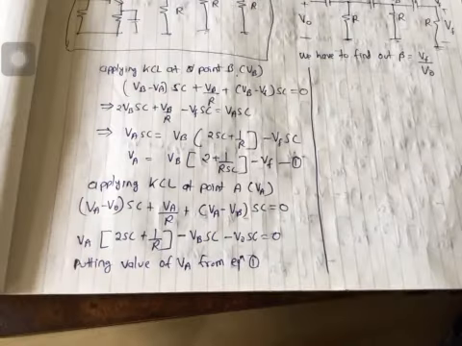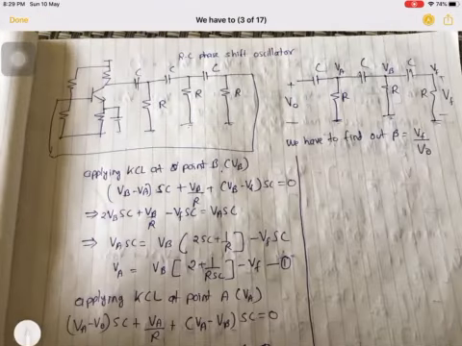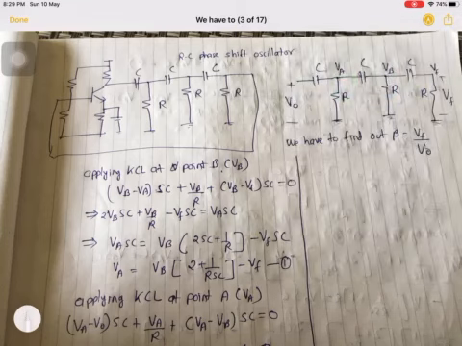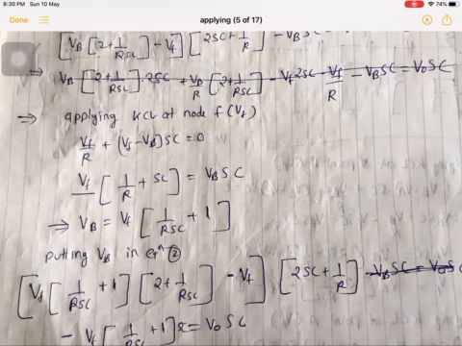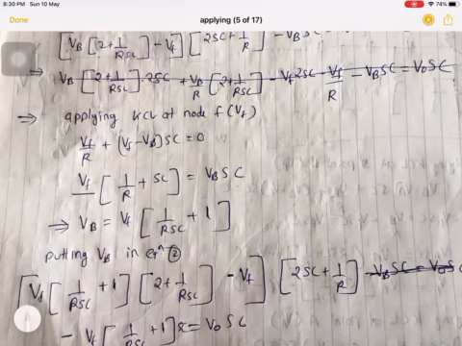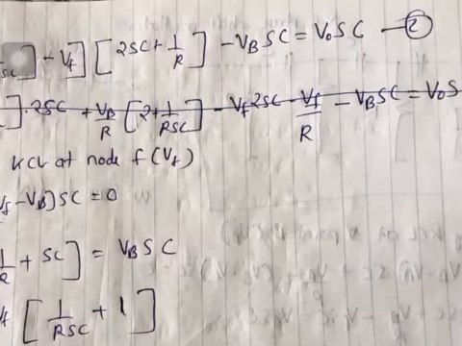Okay, so now applying KCL at this location. Applying KCL at F: VF by R plus (VF minus VB) into SC equals 0. Now I have taken VF common: (1 by R plus SC) VF equals VBSC. So VB equals VF times (1 by RSC plus 1). Now putting the value of VB in equation 2.